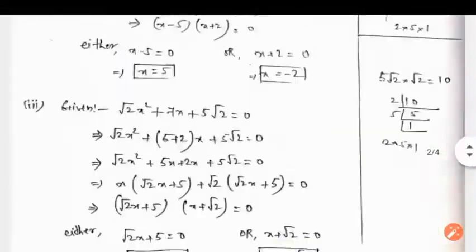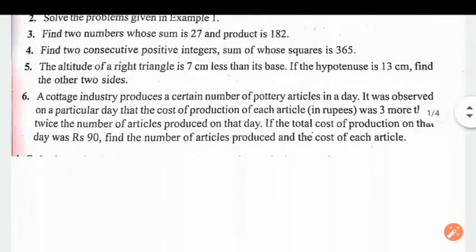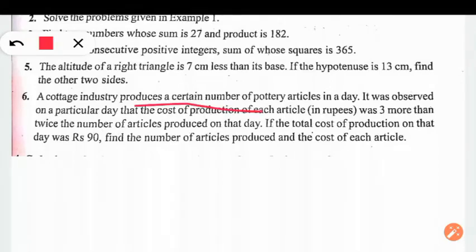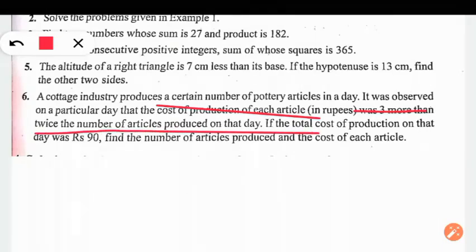Now the last one, what we have: a cottage industry produces a certain number of pottery articles in a day. So cottage industry is there and it is producing pottery articles in a day. It was observed that on a particular day the cost of production of each article was 3 more than twice the number of articles produced on that day.